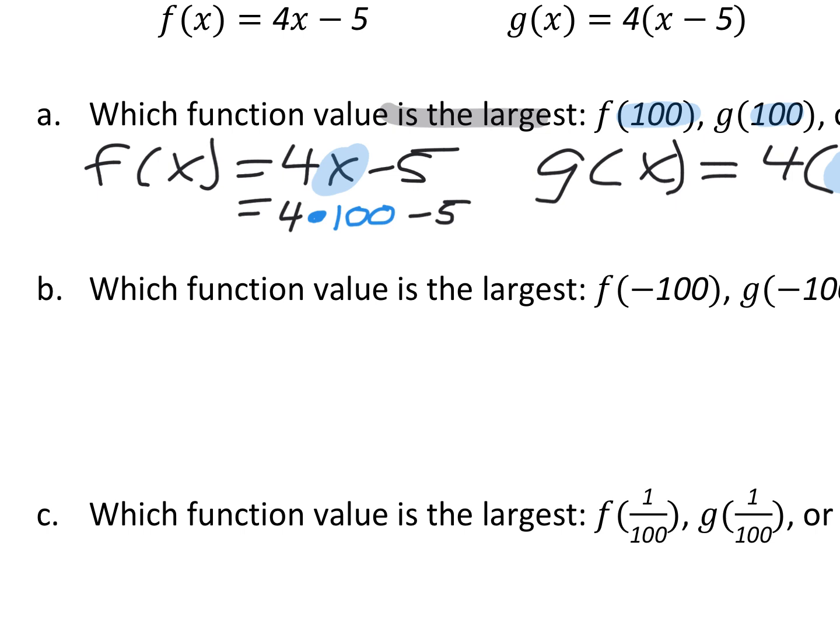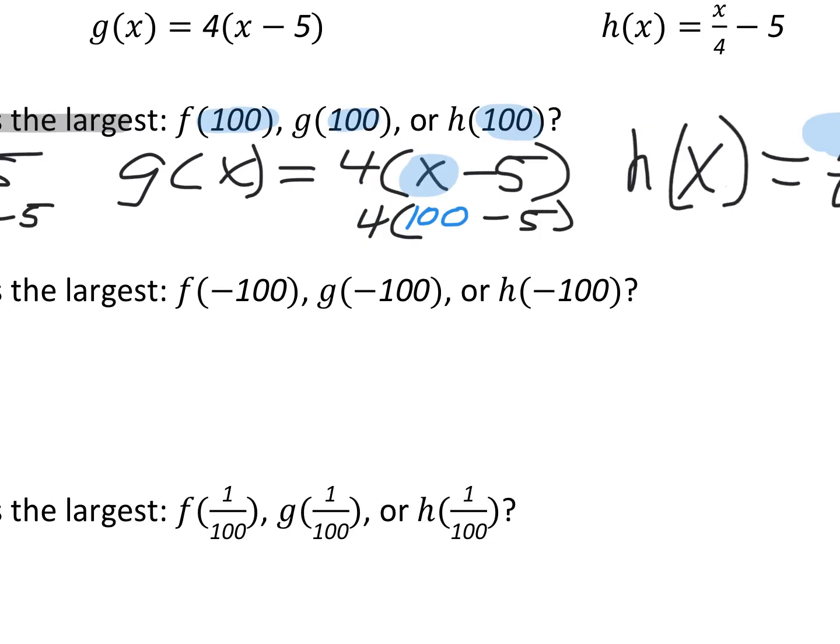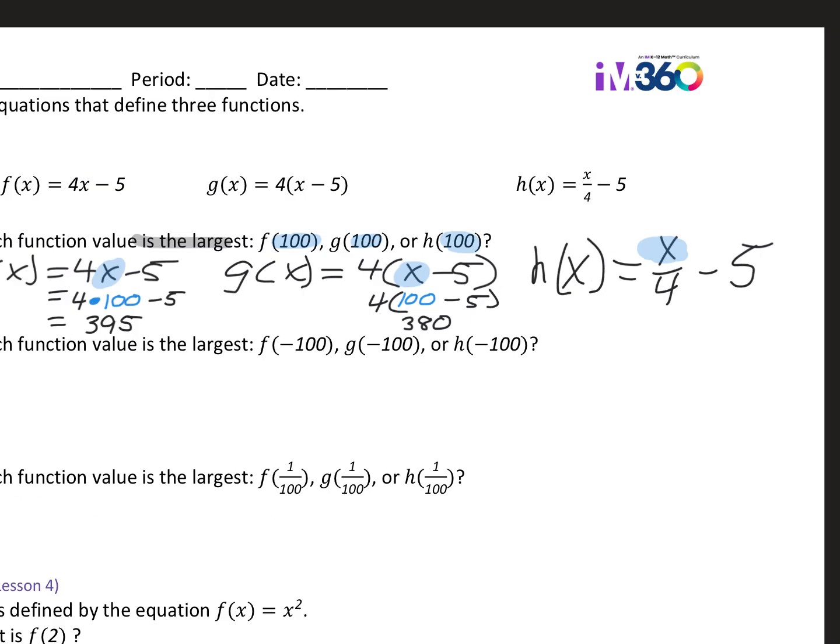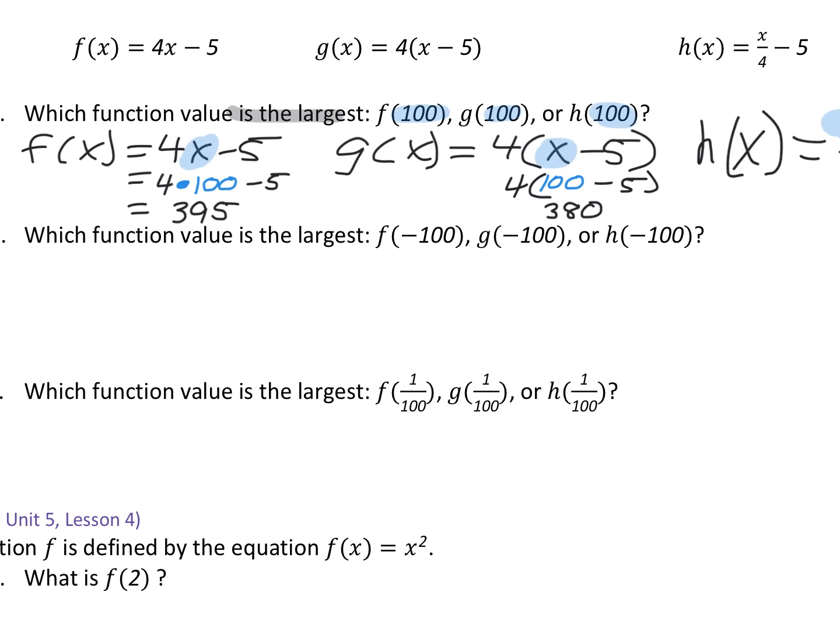For function f, we'll do 4 times 100 and then take away 5. And when we do that, that gets us 395. For g, we do 100 minus 5 and we get 95. Then we would do 95 times 4, and that results in 380. So far, F is the largest one.